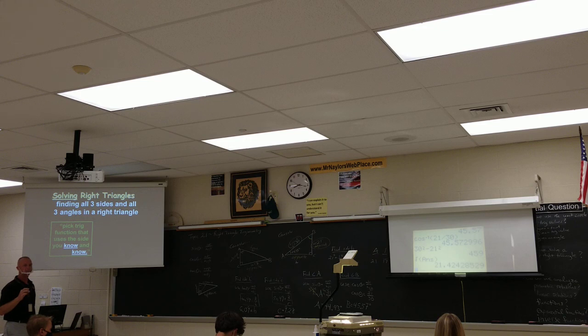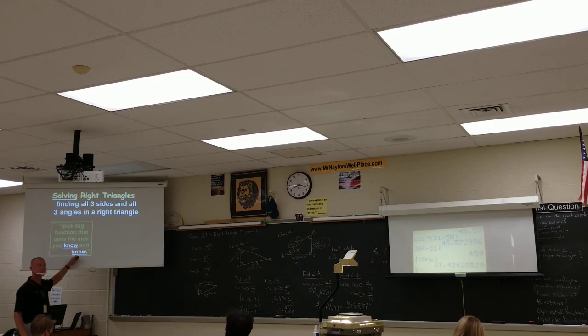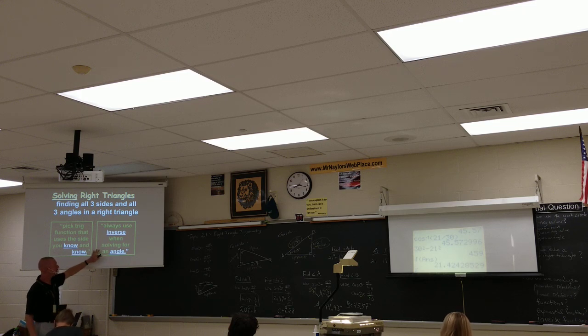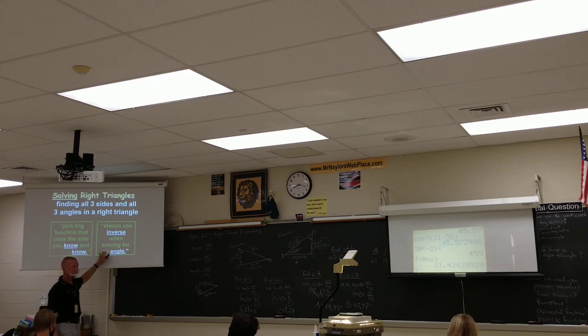When solving for an angle, you actually will pick the two sides that you know. It's kind of like, what else would you do? You're going to have to pick the two sides that you know. You always use an inverse. Actually, I kind of forgot that I had this here, but I want to make sure that you see it. You always use an inverse when solving for an angle. Okay, you always use an inverse.